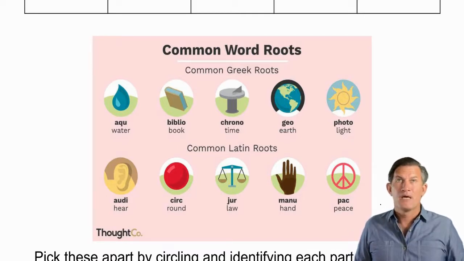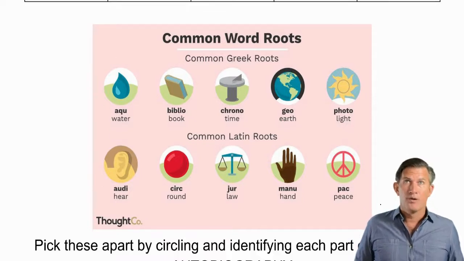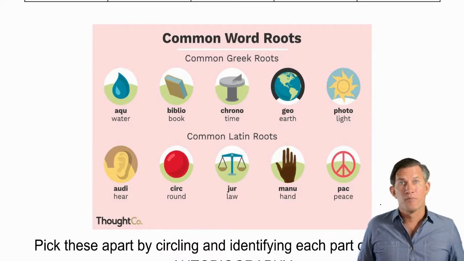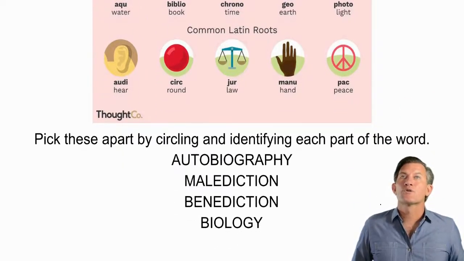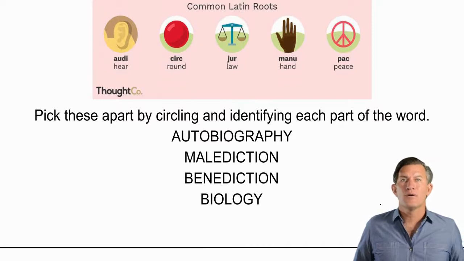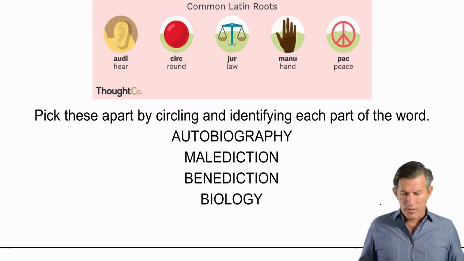Here's my watch, which is called a chronometer, okay? Chron means time, and meter means to be measured, okay? A thermometer would measure heat, right? Okay, as it does. Okay, so in the back, in the answers, I want you to pull these apart, and I'll give you an example.